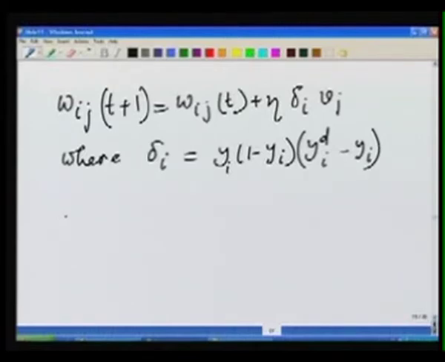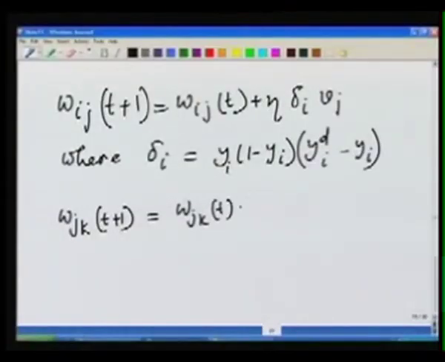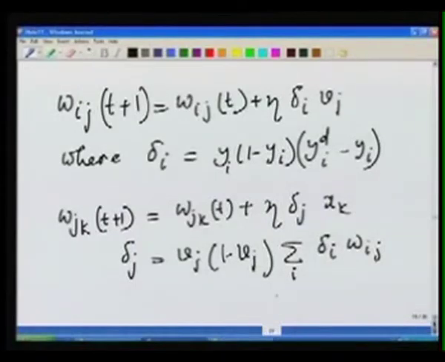Okay. So, I will not now derive the next update equation that is required for the weights between hidden layer and input layer, which is Wjk at t plus 1, which also has a similar formula, that is Wjk at t plus eta delta j xk. You can just take a little pain to find this out. You see that it has a very nice formula where delta j is Vj into 1 minus Vj into sigma delta I W I j over I. So, I give this as an exercise for you to derive this weight update equation.